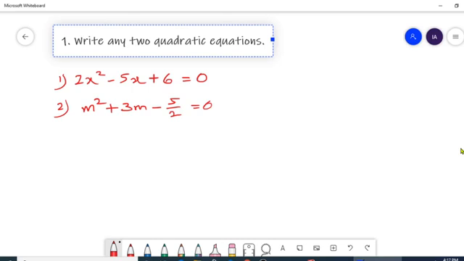So in the same manner, you can make infinite number of quadratic equations which must satisfy the basic criteria for being a quadratic equation, which we have already discussed, that they should be in the given form like ax square plus bx plus c equals to 0. So any equation which is in this form can be considered as quadratic equation. Now let's move on to the next question.